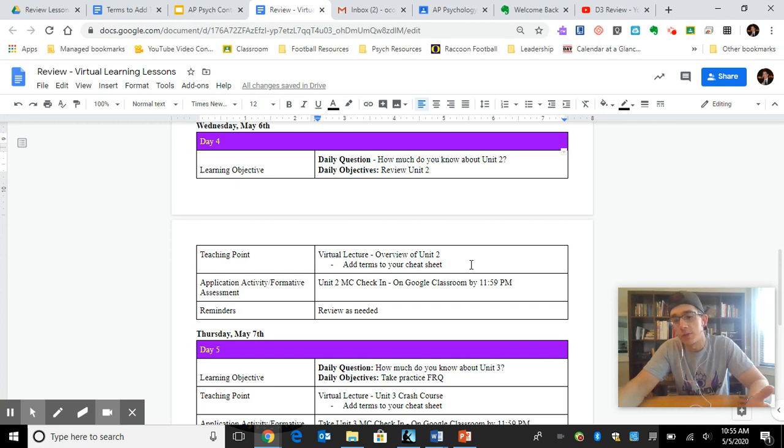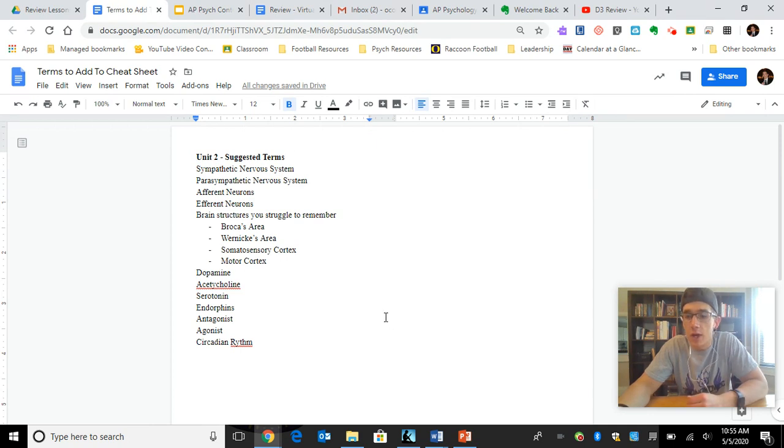Now remember, those terms that you add to your cheat sheet, those are completely up to you. Obviously I gave you the ones for research methods because I know for sure you're going to have one whole question on that. And when you're adding terms to it on your own, just think about terms that you struggle to define, terms that trip you up, and also terms that were in those review packets because those have been on FRQs already.